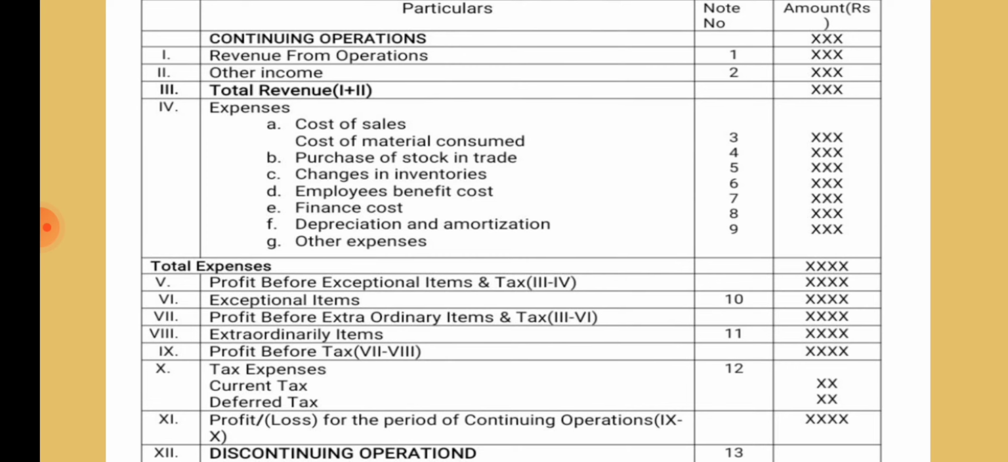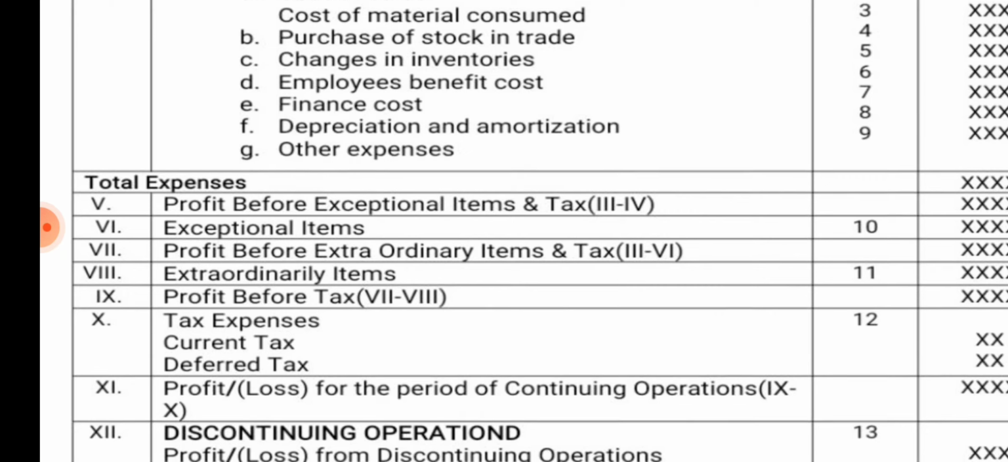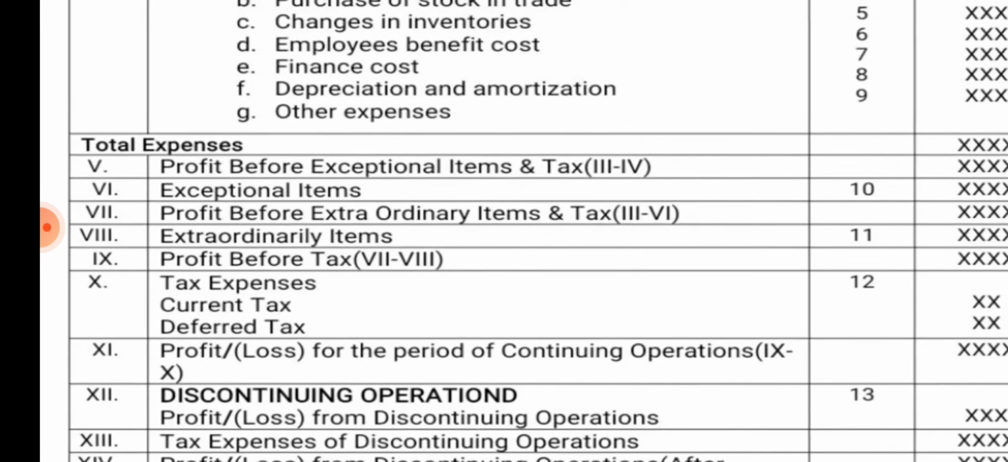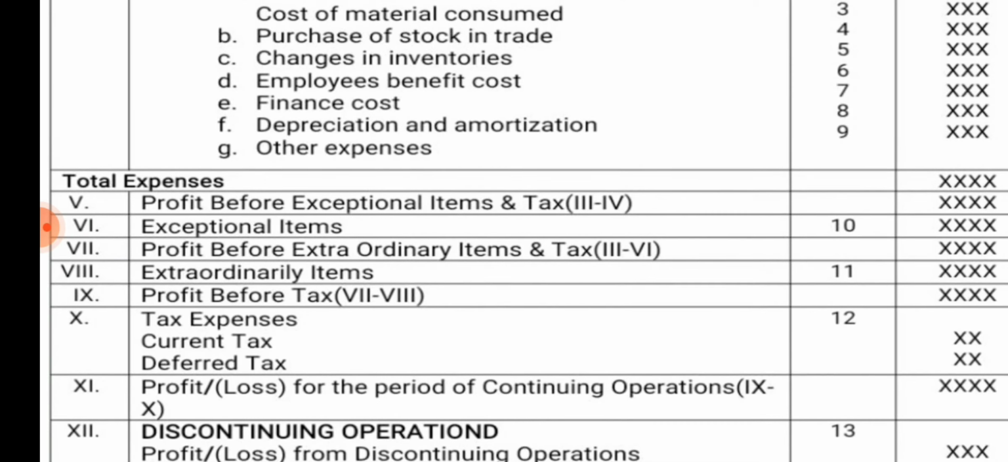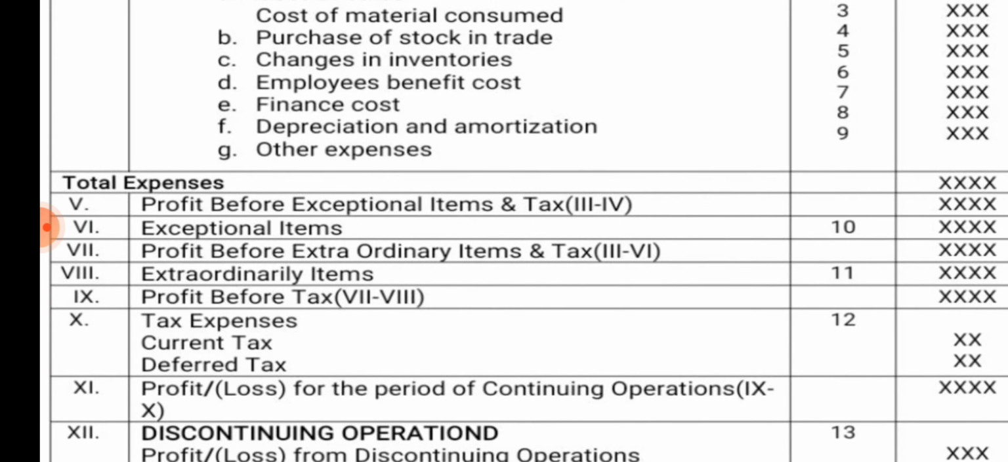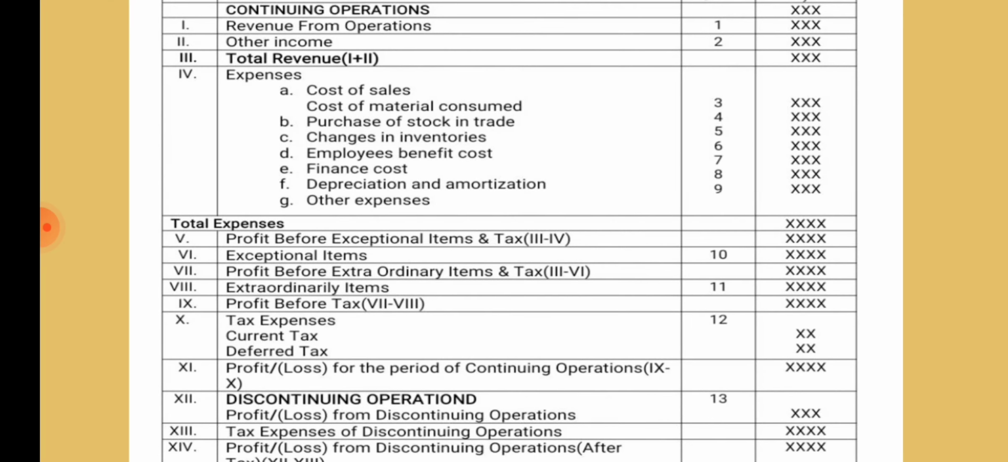total revenue, and the balance whatever will be there, that is called profit before exceptional item and tax. That is point number 5. Roman point number 5 is nothing but profit before exceptional items and tax. And how can we calculate it? Take the total revenue, from that deduct the total expenses.